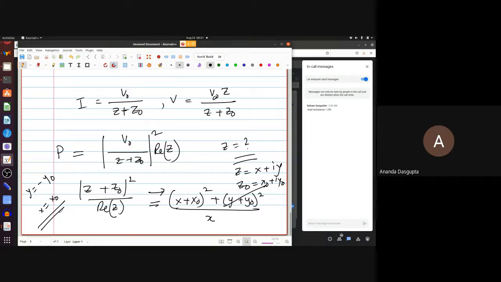So the answer really becomes this. In order that the power transfer be maximum, what you need is the real part of Z must be equal to the real part of Z0. But the imaginary part of Z has to be negative of the imaginary part of Z0. That is, Z has to be Z0's conjugate. That's your answer.